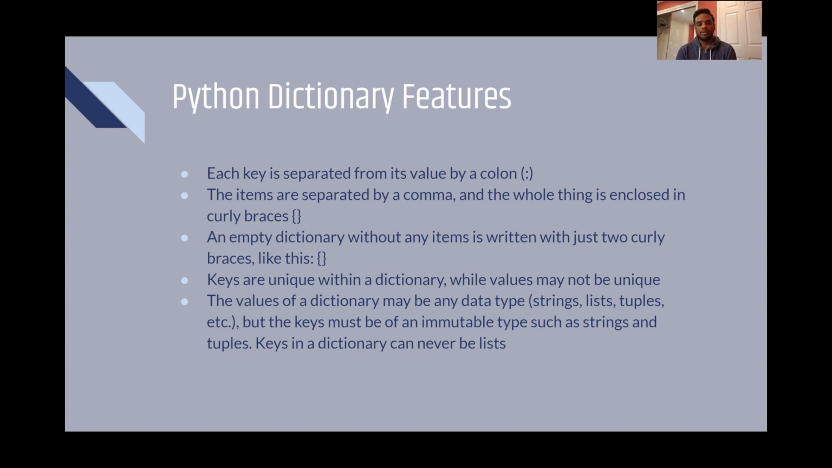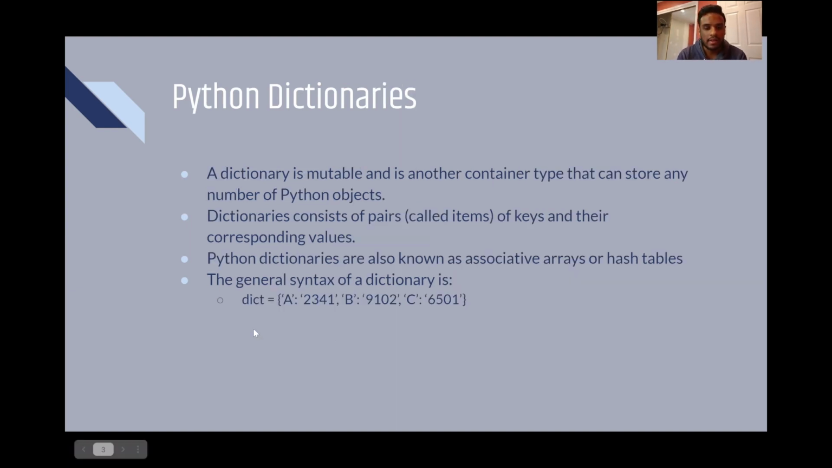And here's the most important bullet point right here. Keys are unique within a dictionary, while values may not be unique. So you can always have the same value, but the key in a dictionary has to be unique. That means you cannot have duplicate keys within the same dictionary. If I look back at this dictionary, here's key A, key B, and key C. They're all unique. There's no duplicates. I cannot have two key A's in here. That will break the rule of each key being unique in the dictionary.